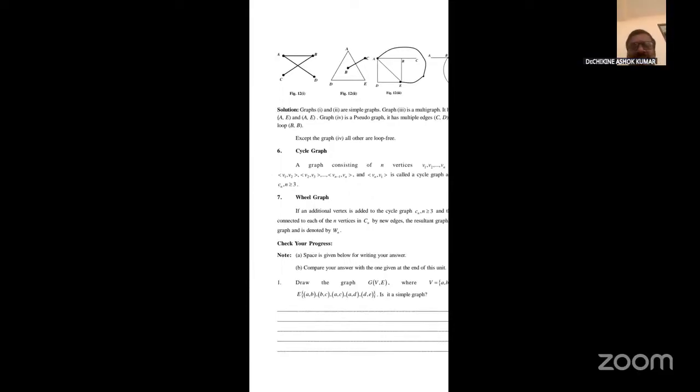The word itself tells us, cyclic graph. Is it clear? What is a cyclic graph? A graph consisting of n vertices, v1, v2, ..., vn. v1 is the first one, vn is the last. After visiting up to the nth vertex, again we have to come back from vn to v1. If that kind of route exists, meaning we have one edge from vn to v1, then that kind of graph is known as a cyclic graph.